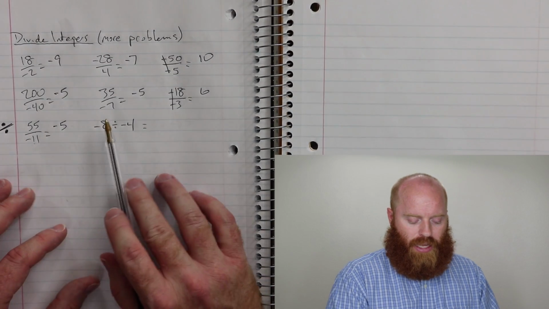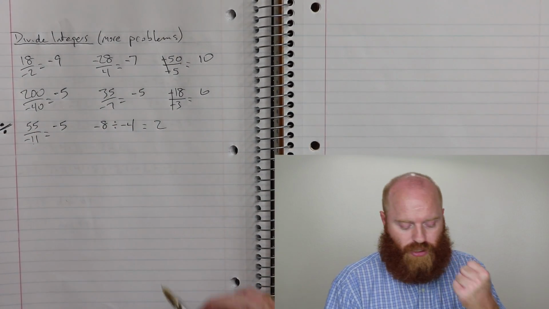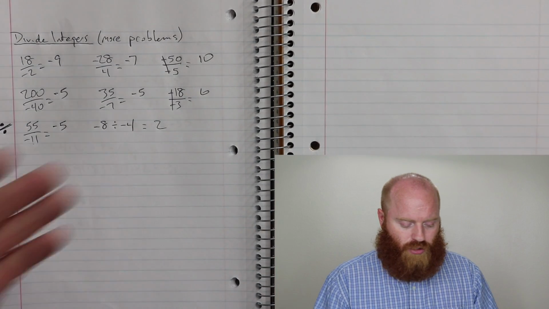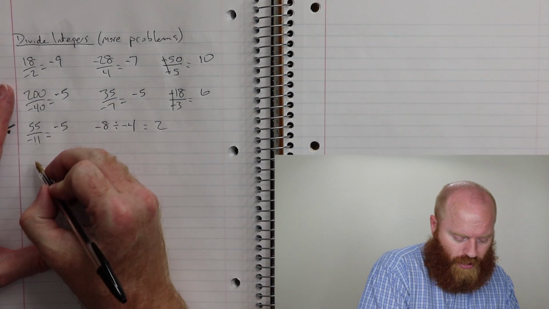So the bottom line is 8 divided by 4 is 2. Negative by negative, there's 2 of them. They're going to cancel. The answer is positive 2. There we go. I'll do a couple more of those. I'll use parentheses or something, try and intimidate you or scare you off.